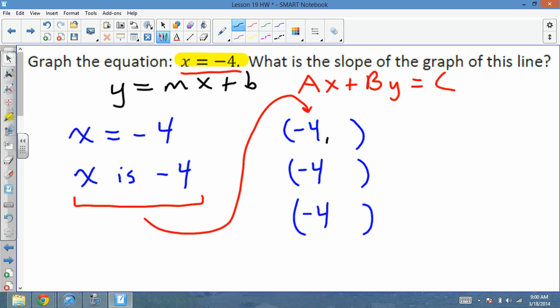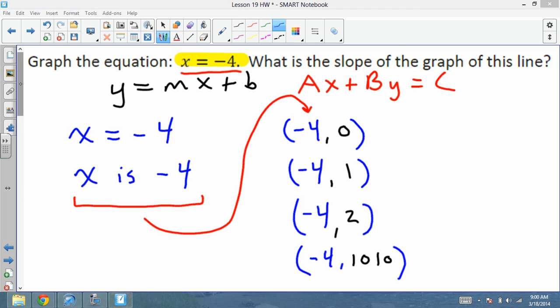The values we pick for y do not matter. We could have 0, we could have 1, we could have 2. In fact, we could actually have a solution like -4, 10, or 101, or 1010. The value we choose for y does not matter.